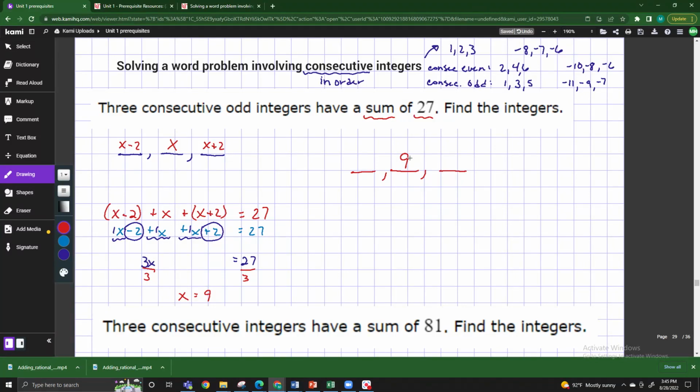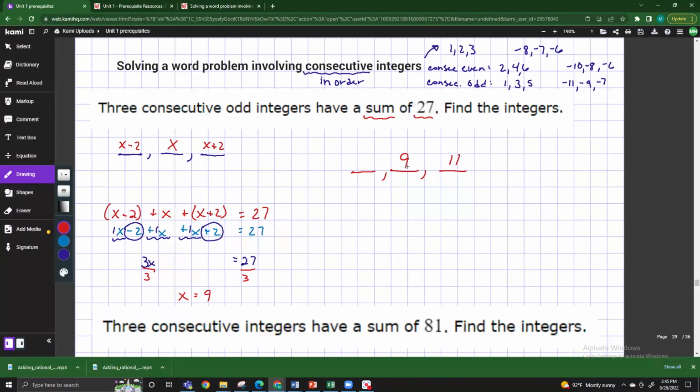Is it an odd integer? Yes. It is not even. It does not end with a 0, 2, 4, 6, or 8. So this is 9, and that's my middle number. I need the next number that is bigger than 9 that is also odd. So that will be 11.